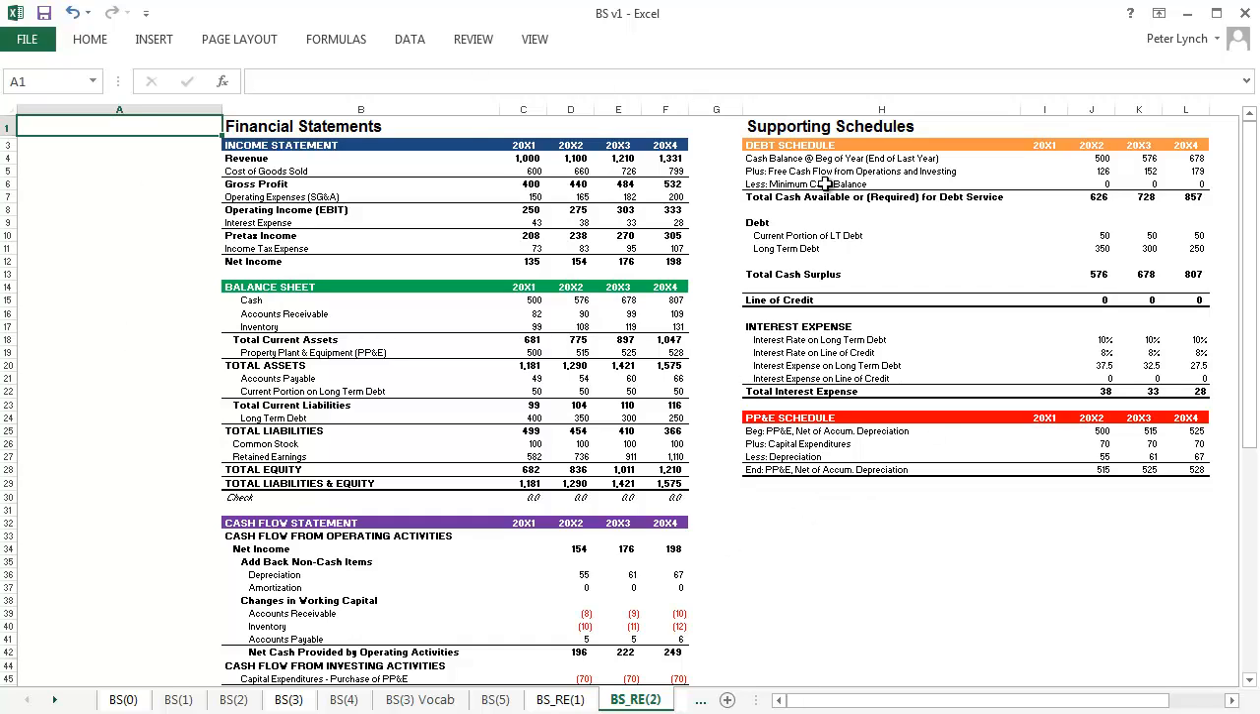This is a very small but fully integrated financial statement model with your income statement, balance sheet, cash flow statement, and your two supporting schedules, the debt schedule and PP&E schedule on the right. And if you look at retained earnings here, you'll see that retained earnings is equal to the previous year's balance plus net income in every single year.